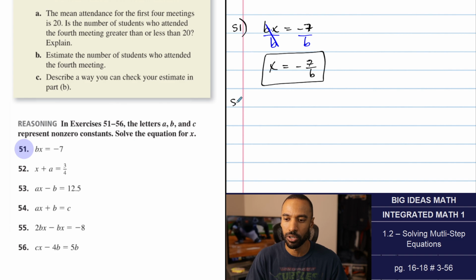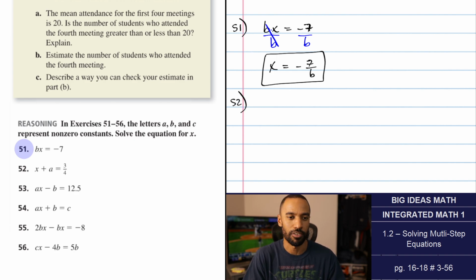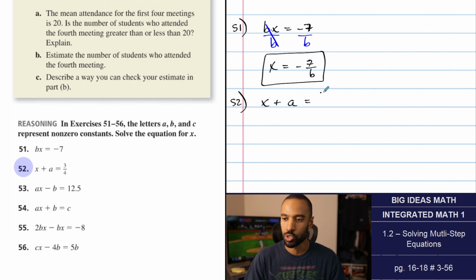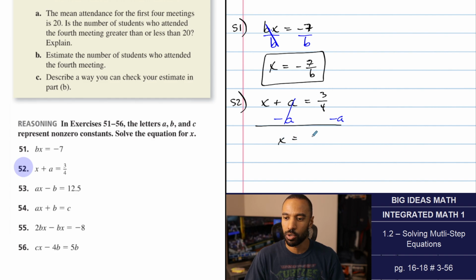So these are all literal equations. This is solving for x in terms of b. We're about to solve for x in terms of a on number 52. x plus a equals 3/4. Weird numbers are going to be had, I suppose, because they want them to be. We can subtract a from both sides. Now, why do we subtract a? Because it's adding with x. So x equals 3/4 minus a. Remember, these do not combine.